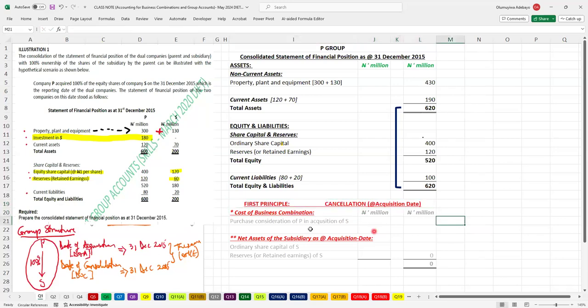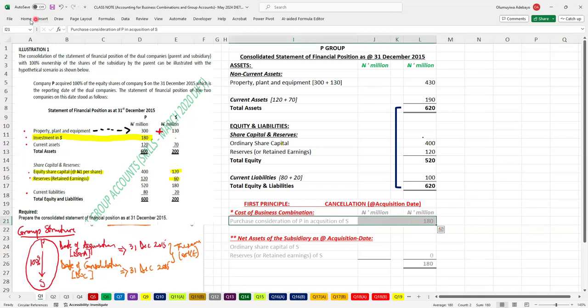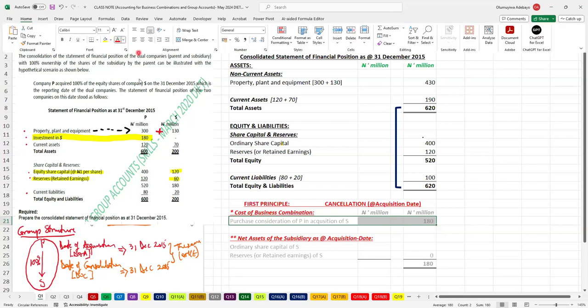Okay. Now, what comprises the cost of business combination? In this case, we only have one investor. And the investment here is 180x. We did not ignore this 180. We barely, more or less, accounted for it under a separate head, which is the first principle. And what is that? The 180. Now, this 180 represents the purchase consideration of the parent in the subsidiary.